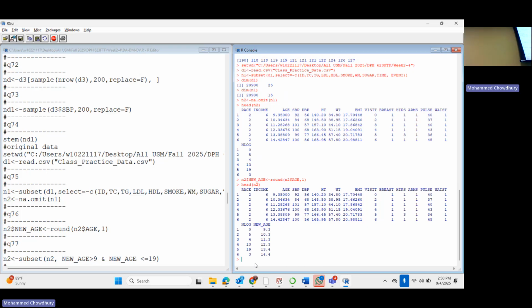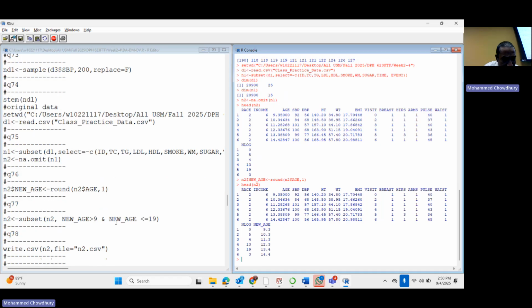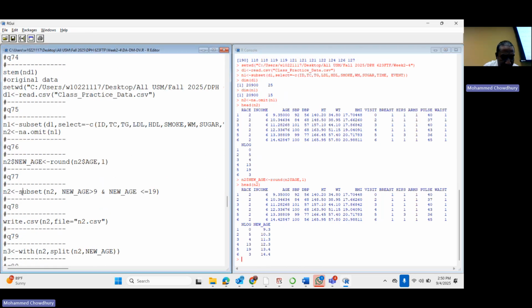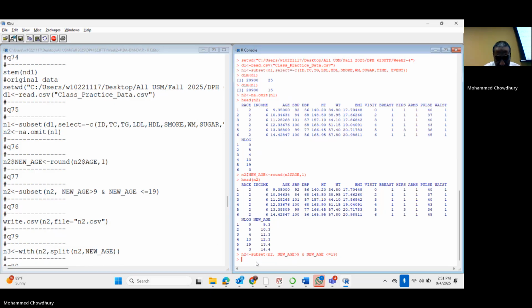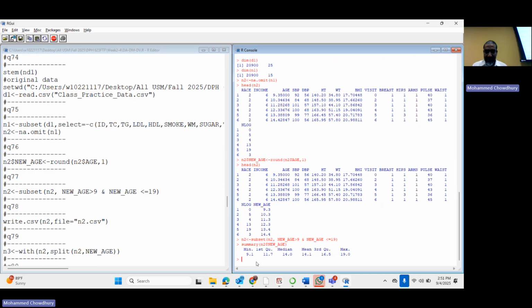Okay. So now take a look at that. After that, I want to subset it further. That means age should have a value greater than 9 and less than 19. Okay. So this is the way. In this data, if I write summary of the dollar sign new underscore age, then I see it like this.